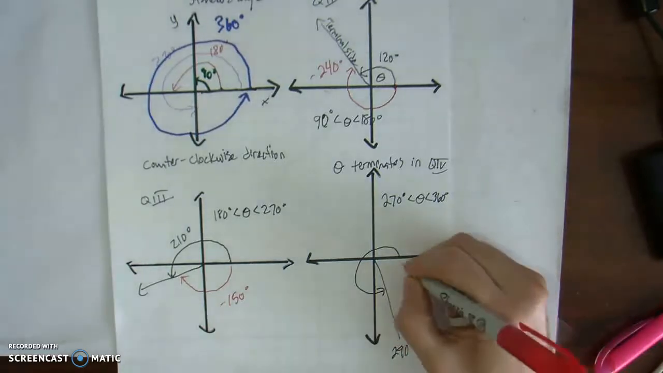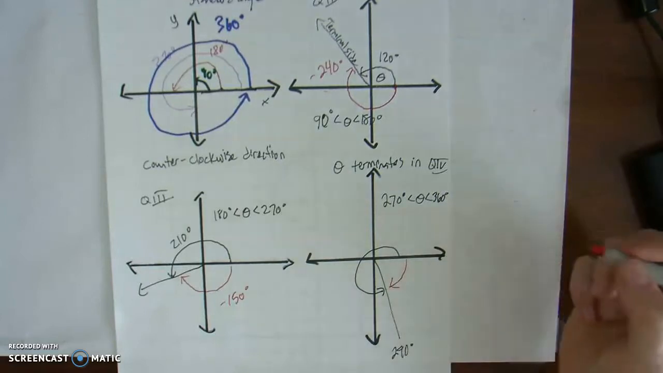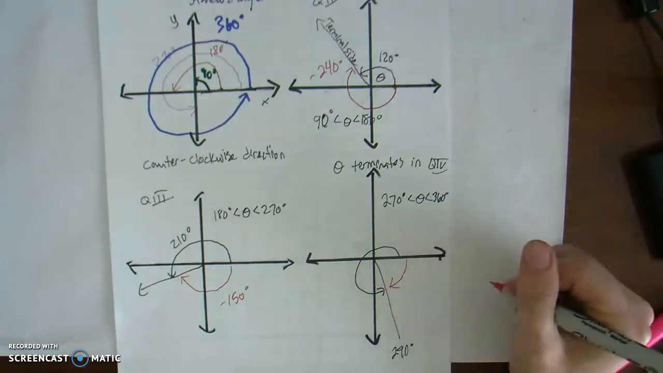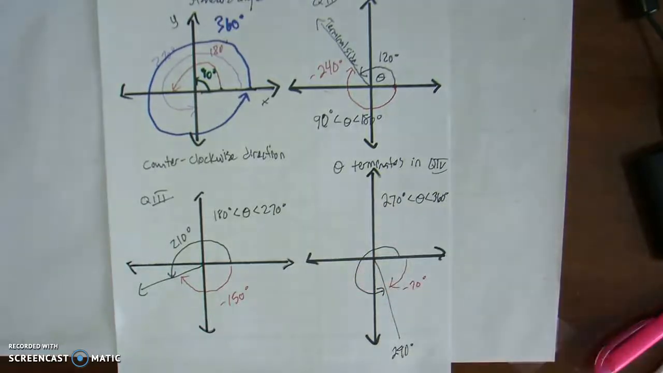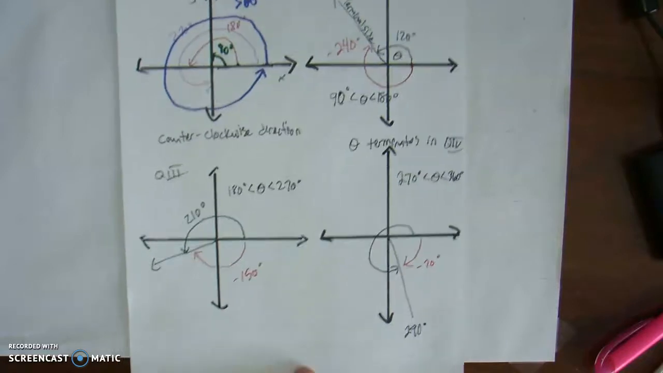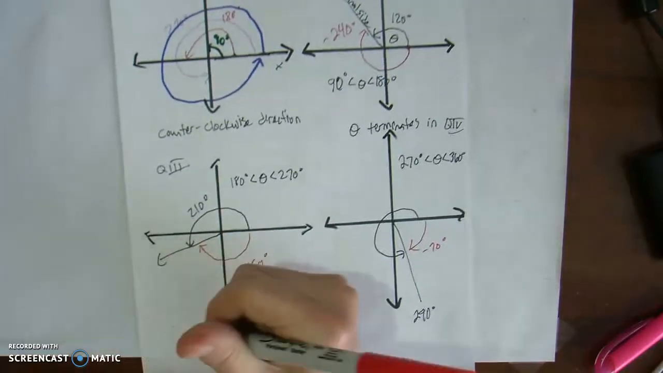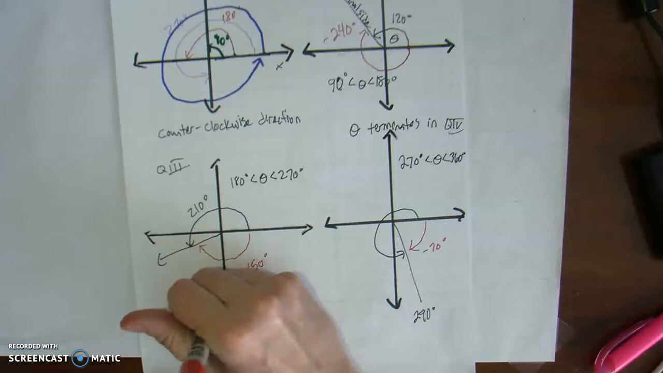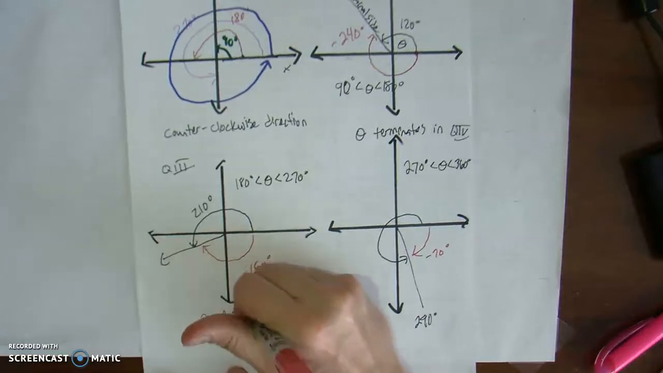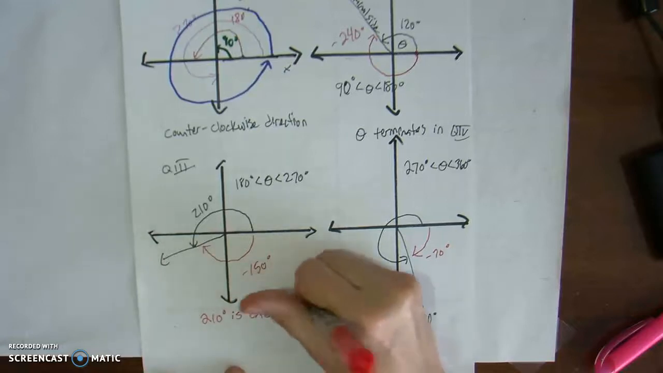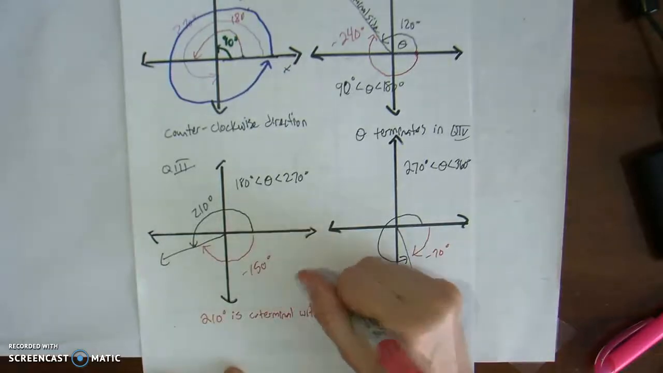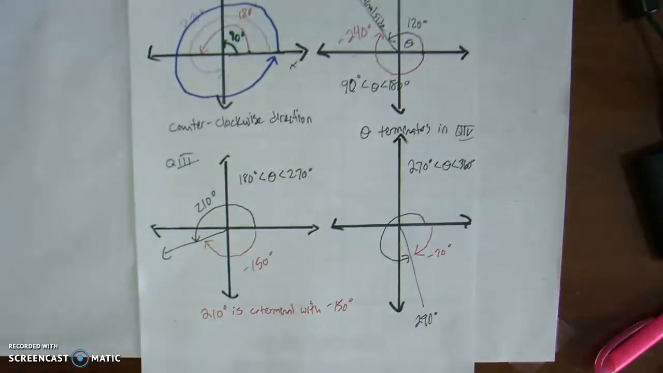Okay, and let's go back this way. So suppose that we went back this way. 290 degrees is coterminal with negative 70 degrees, right? So if you wrote that out, it would just be something like 210 degrees is coterminal with, and then you give its coterminal of negative 150 degrees. Now, degrees are coterminal with a lot of other degrees, an infinite number of degrees.